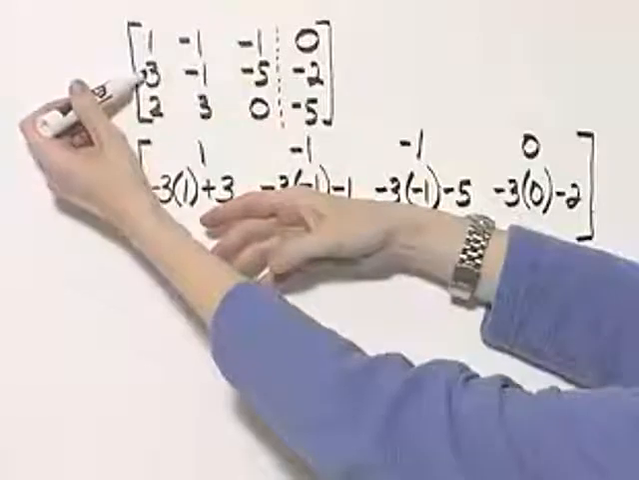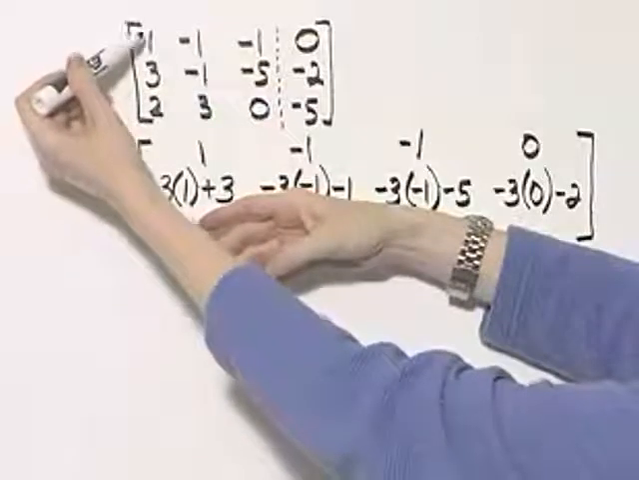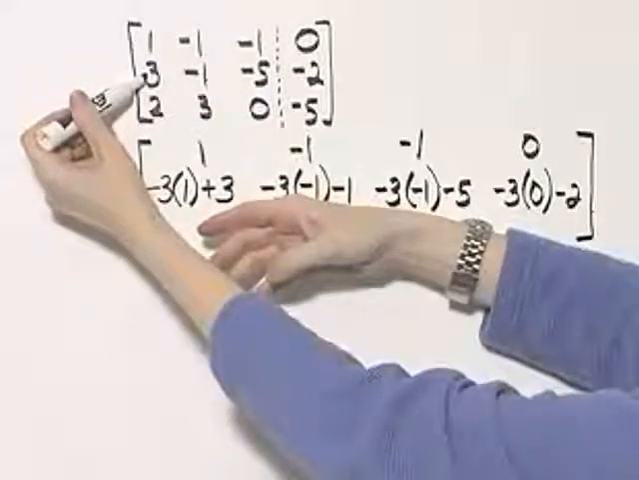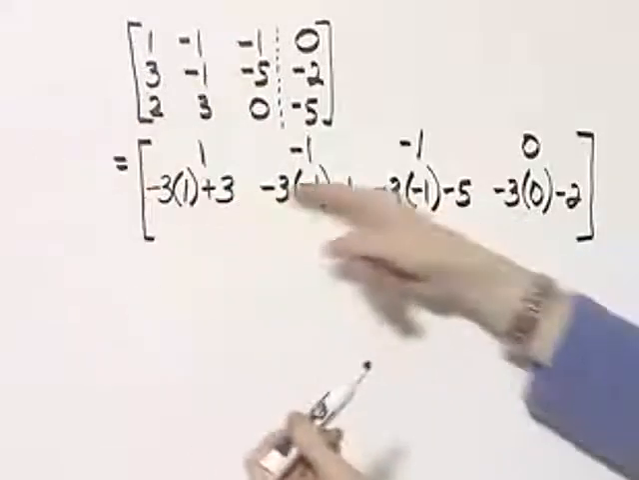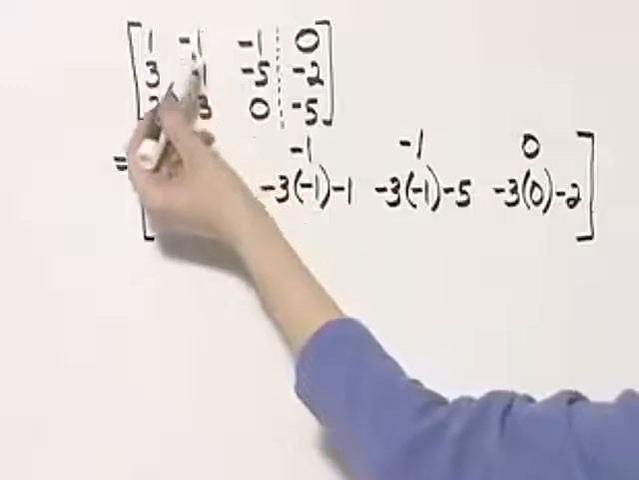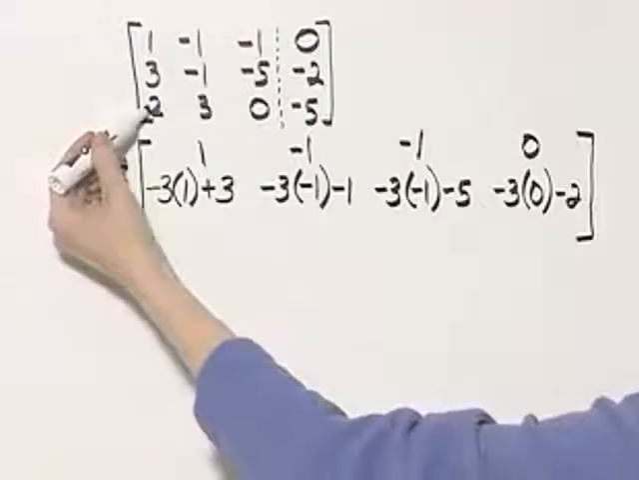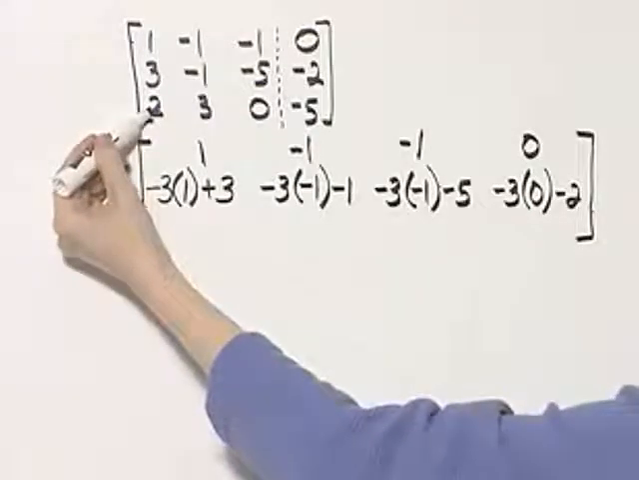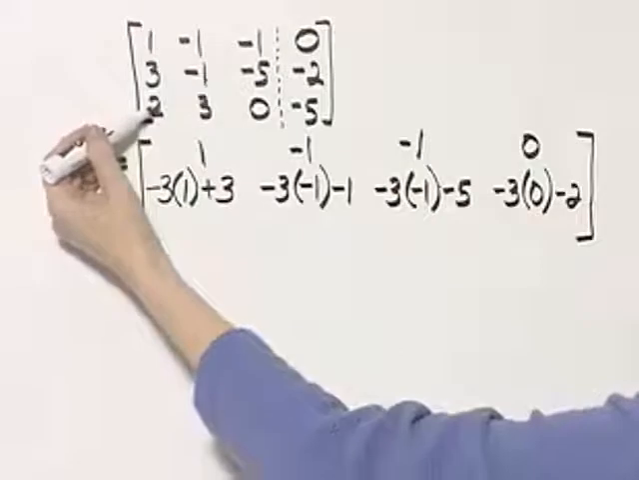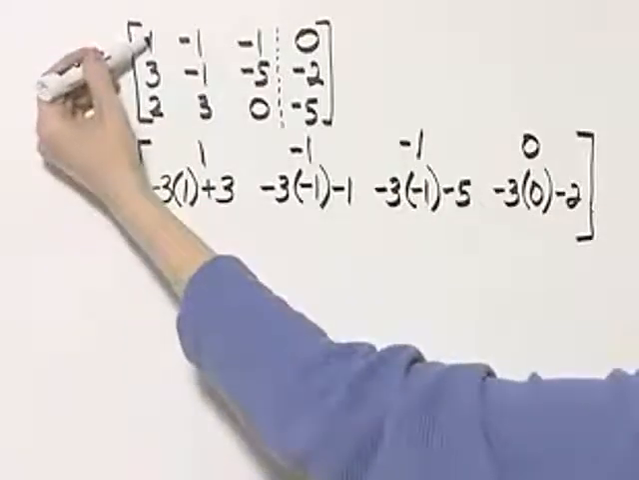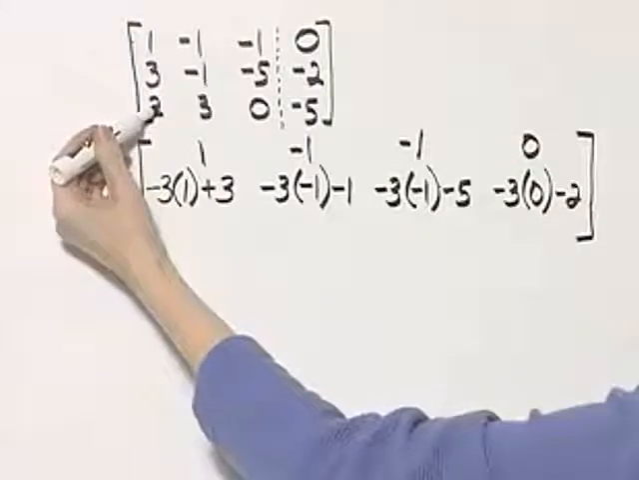I want to make this a 0, so it will be -3 times this element plus this element, and I continue that throughout. -3 times this element plus this element, and so on. Let's at the same time work on making this element a 0. So notice I'm working down this first row. To make this a 0, I'll multiply this by -2 and add it to that.